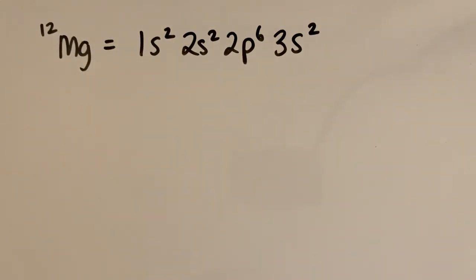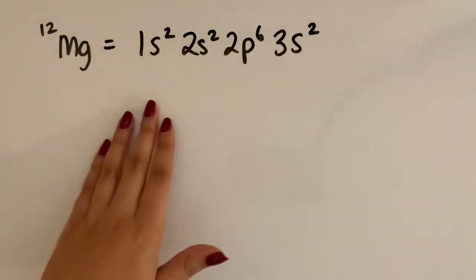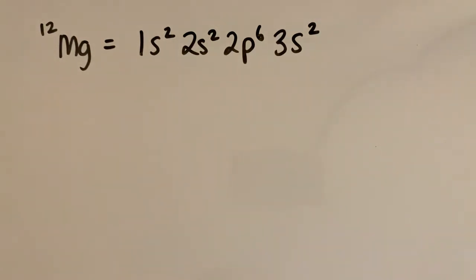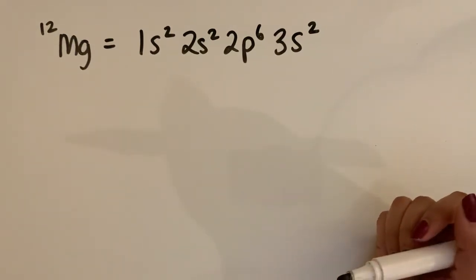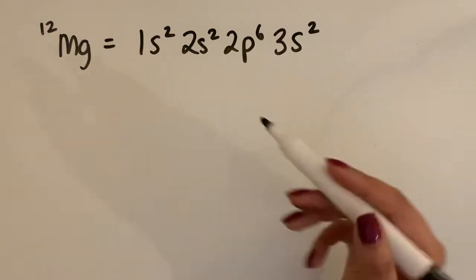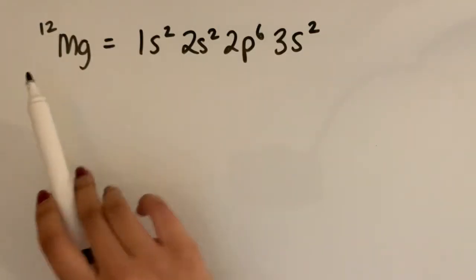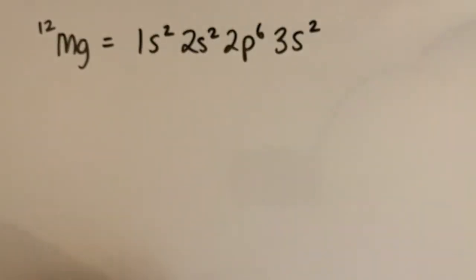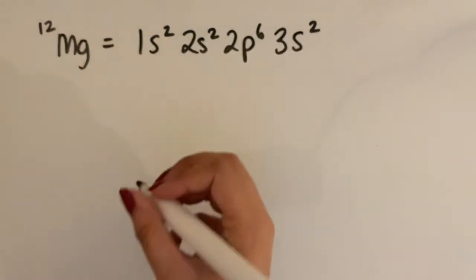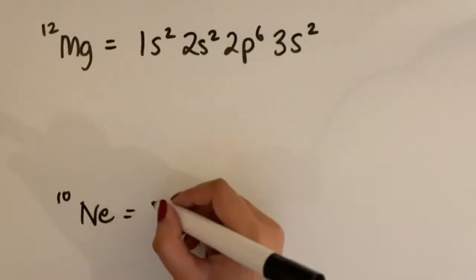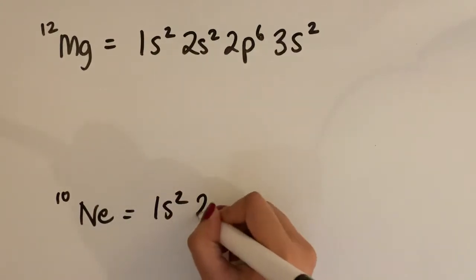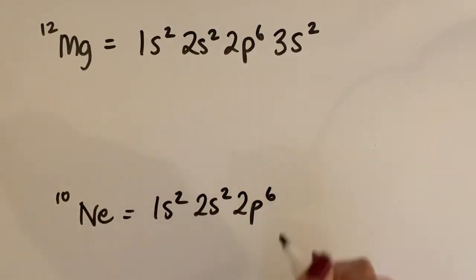Sometimes chemists want to be a little bit lazy, and writing all of this out can take a bit of time. So we can do something called the shorthand configuration or the noble gas configuration. What we do is we go to the noble gas just before magnesium. In the periodic table, the noble gas just before magnesium is neon. Neon has 10 electrons, so the electron configuration for neon is 1s2, 2s2, 2p6.